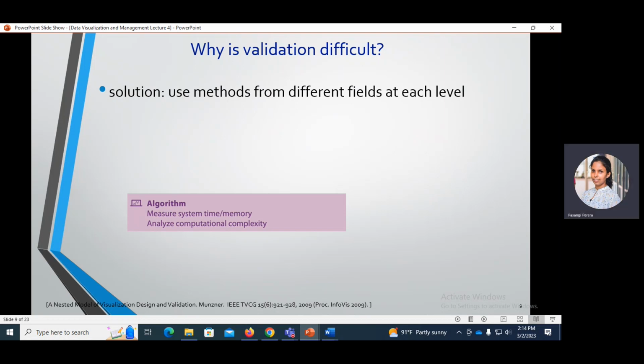So now we are going to find the answer for why validation is difficult. The solution is to use methods from different fields at each level. For the algorithm, maybe sometimes you measure system time or memory, and analyze computational complexity as well. These are a few subjects or course modules you have selected for this.